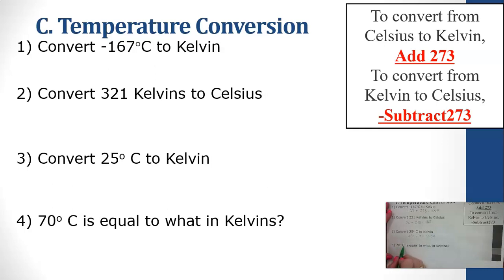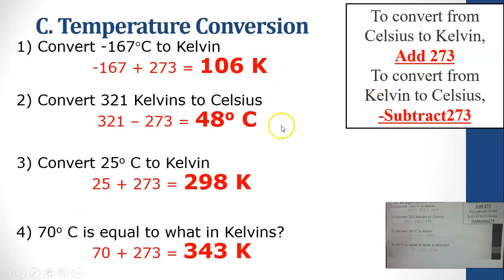And 70 degrees C is equal to what in Kelvin? So if I'm going the other way, I've got Celsius and I want, oh no, I'm going the same way. I've got Celsius, I want Kelvin. I'm going to add 273. So 70 plus 273, sorry about that, gives me 343 Kelvin. Okay, not hard. Easy one.